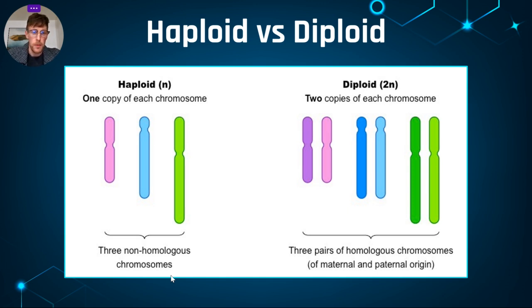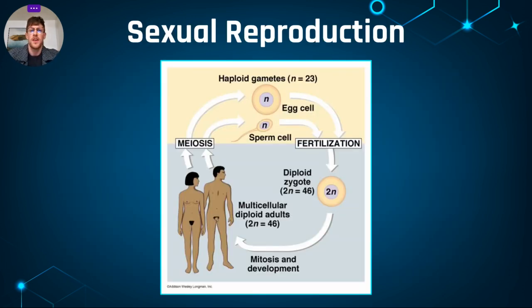So haploid means one copy of a chromosome, or one side, or one variation of a chromosome. Diploid means two variations of the same chromosome, so two of chromosome 1. And when we look at diploid, it's one from mum, one from dad's side that you've inherited. Like I said, the purpose of this is for sexual reproduction.